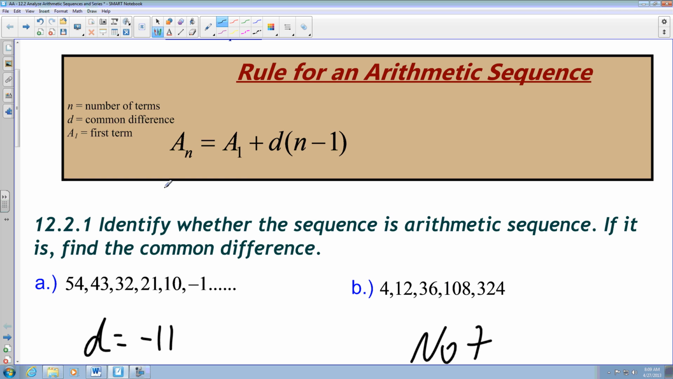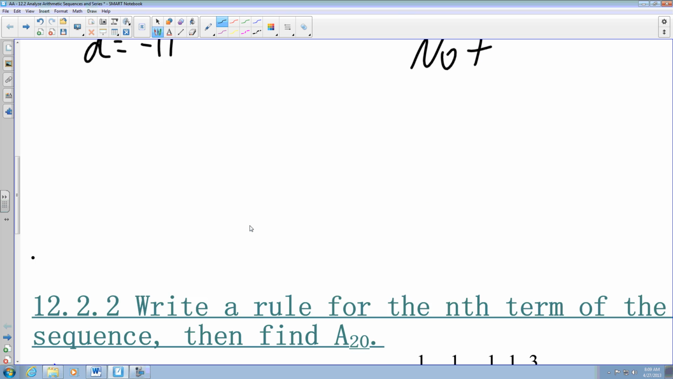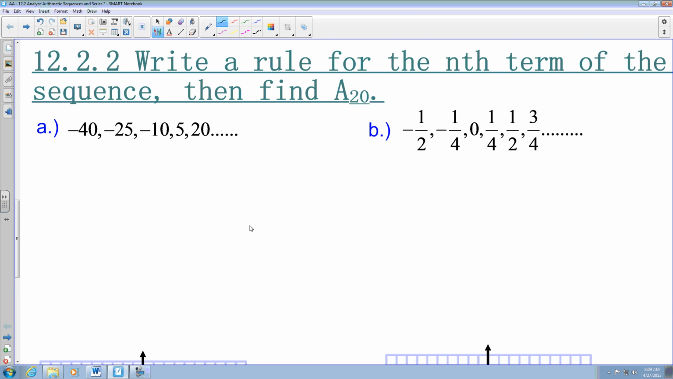So again, this is the rule for arithmetic sequences. This is the general equation. We have a sub n equals a sub 1, whatever the first value in our sequence is, plus d, which is the common difference, multiplied by the quantity n minus 1. So we're going to use that rule here to help us solve A and B.